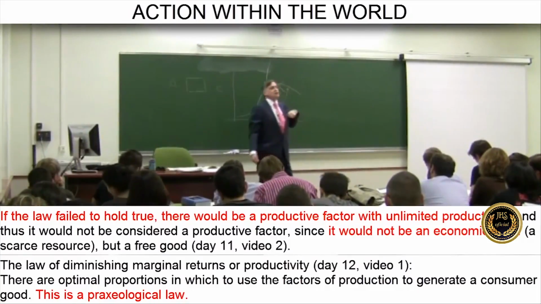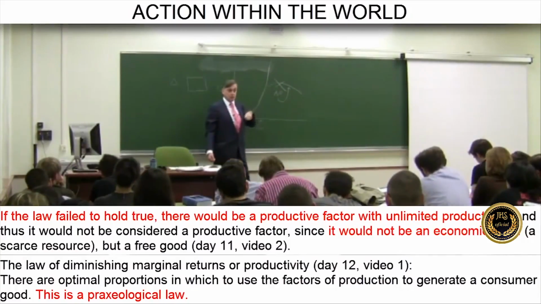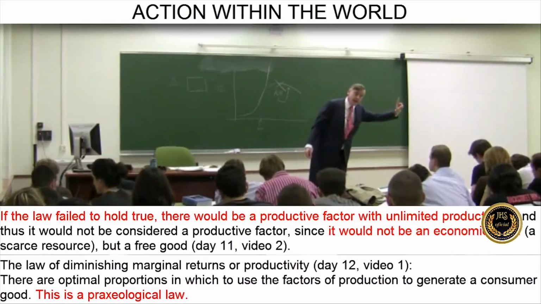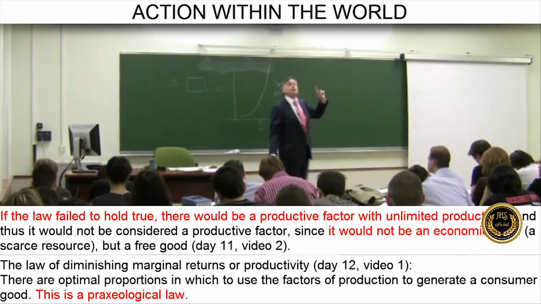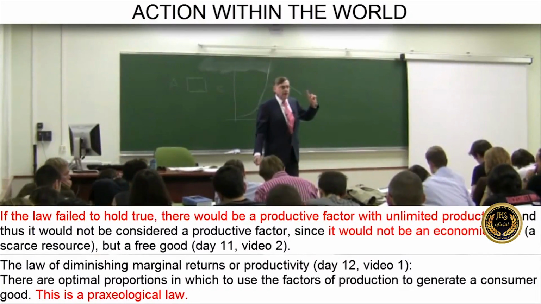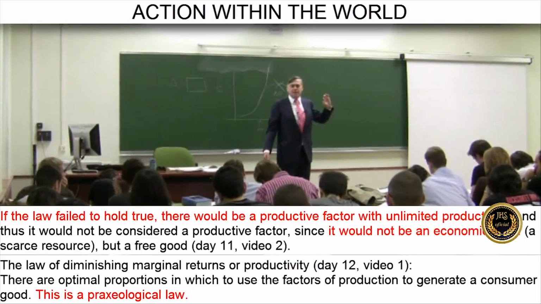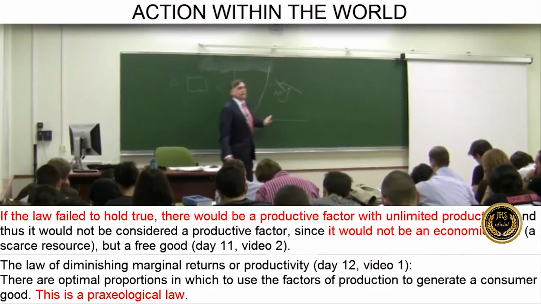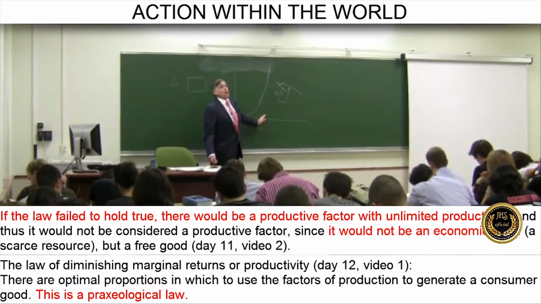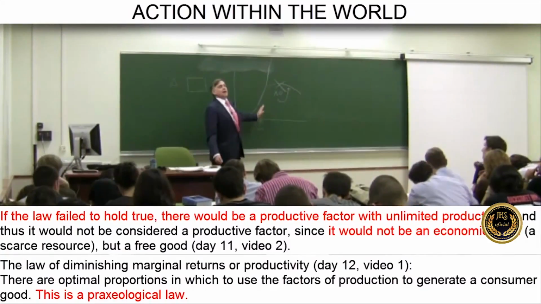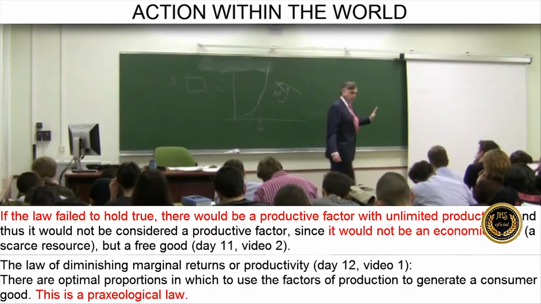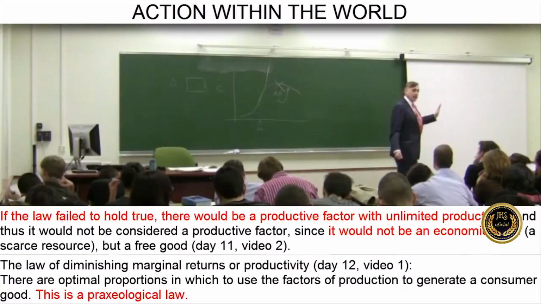And every economic good must by definition be scarce, that is, insufficient to achieve all the ends the actor intends to achieve. If the law did not hold true, that would mean the highest order economic good, or factor of production, considered fixed in the example, whatever it was, would have unlimited productive capacity, and therefore it would cease to be an economic good. It would no longer be scarce. It would be a free good.